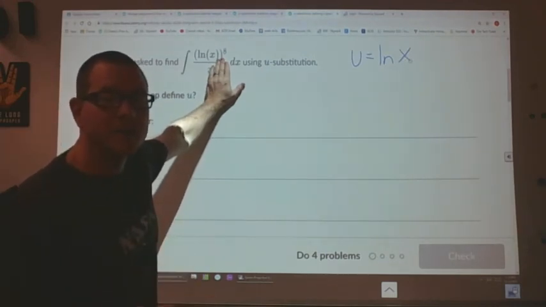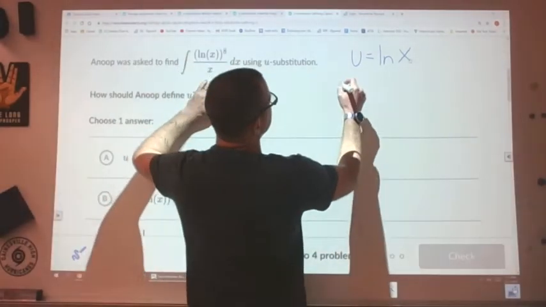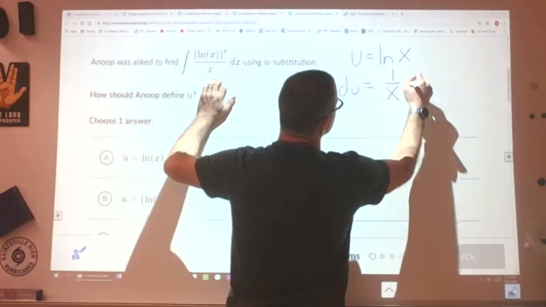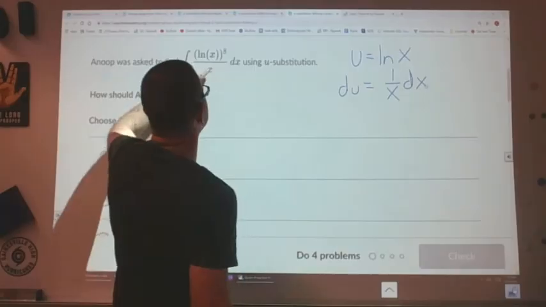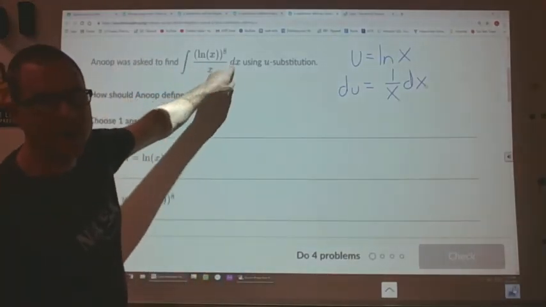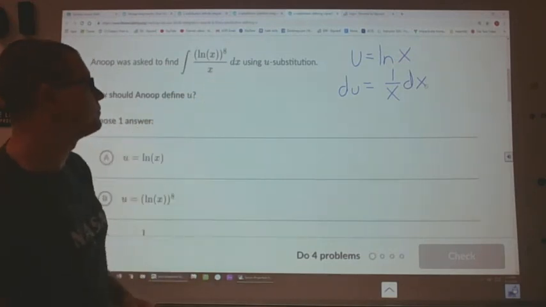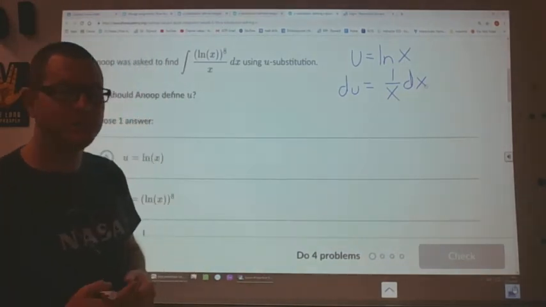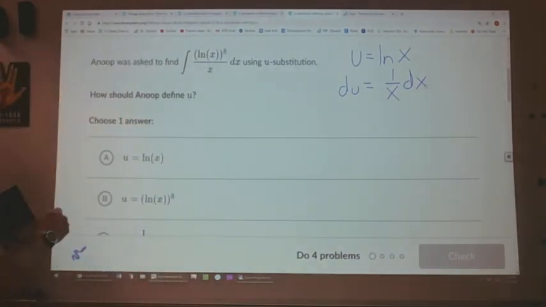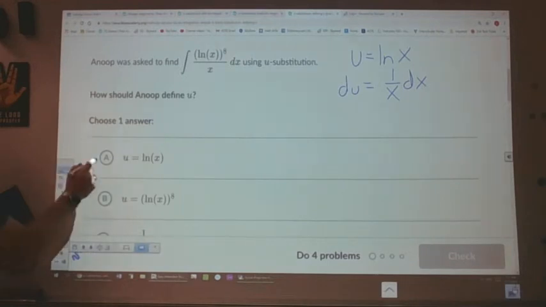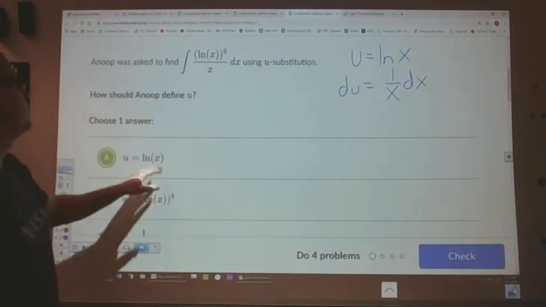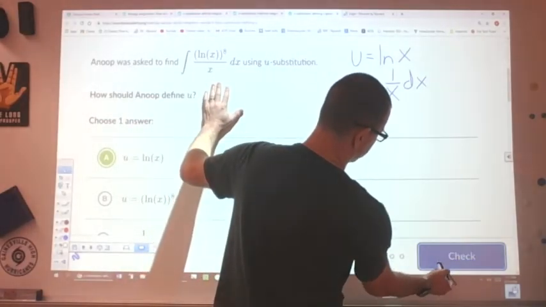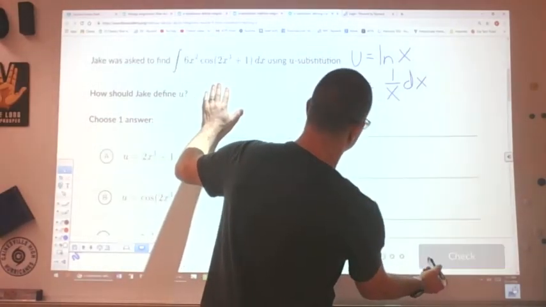And I know that's going to work because I'm thinking, well, what's the derivative of the natural log of x? The derivative of the natural log is 1 over x dx, which I could use to replace that x and that dx in terms of just du. So I get u to the 8th du. Much easier, much simpler to integrate. So in this case, all I had to do is, how should he define u? What should u be if we want to use u substitution to do this problem?